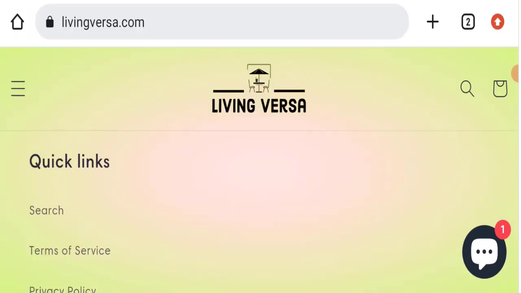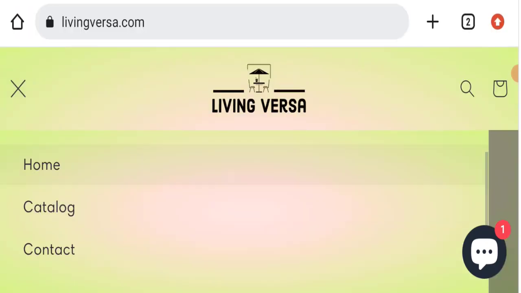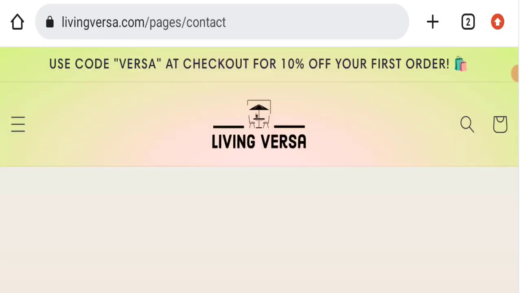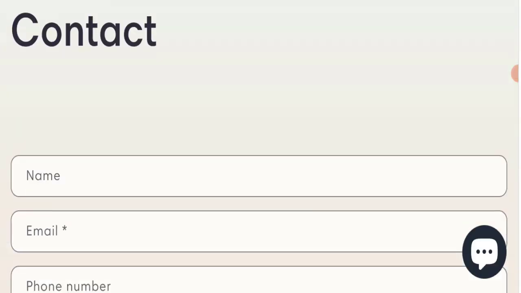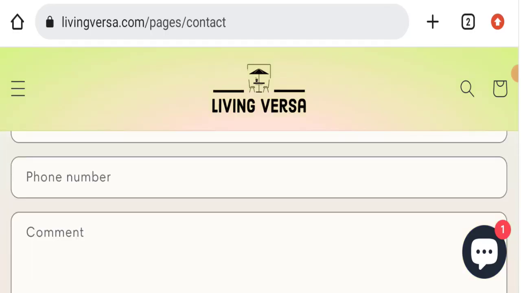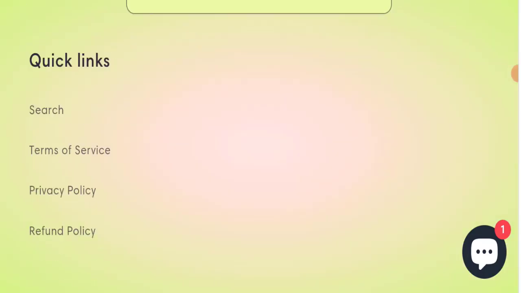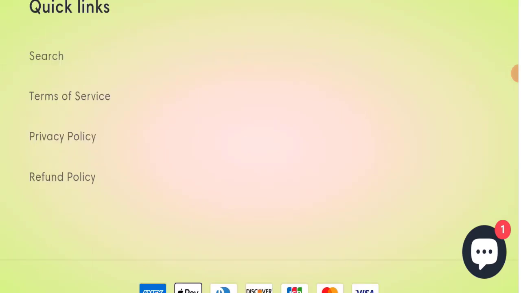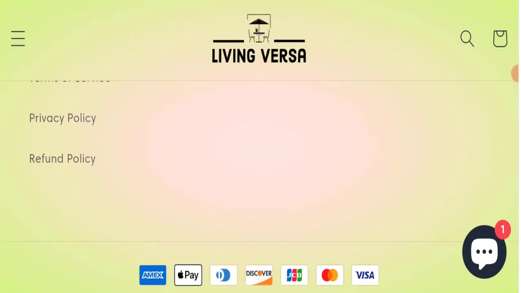Next we will check the contact us page of this website. So for that we will go here to the contact us page. In the contact us page they have mentioned a form, and by filling this form you can contact them. And if we talk about social media presence, we have found that this website is also not active on any social media platform, so it's also a very negative sign of this website.